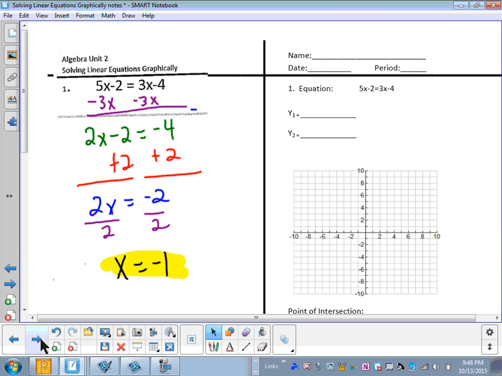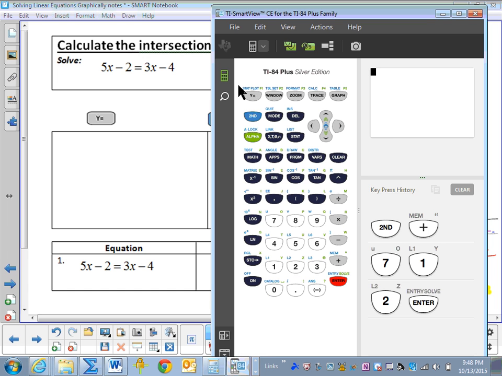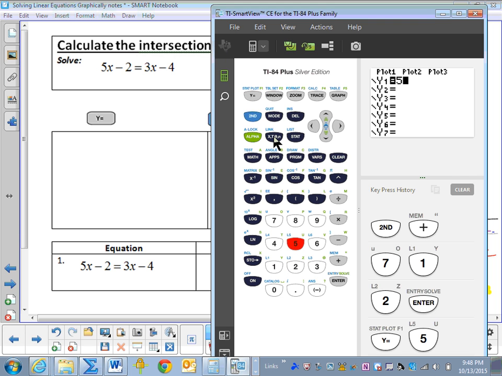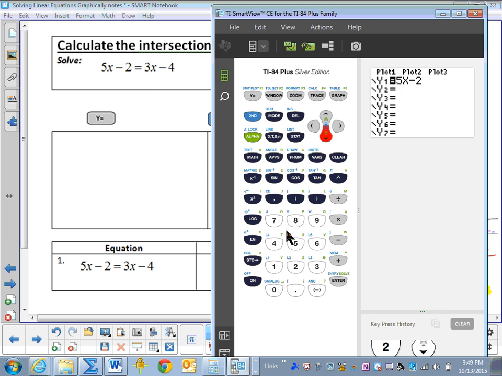So let's do one together. 5x minus 2 is equal to 3x minus 4. When we solved it, we found x to be equal to -1. So let's go ahead and try that on our calculator. The first thing we're going to do is go into y equals and enter the equation. On the left side, I'm going to take the left side and enter it into y1, 5x minus 2. I'll then arrow down and enter 3x minus 4 on the right side.